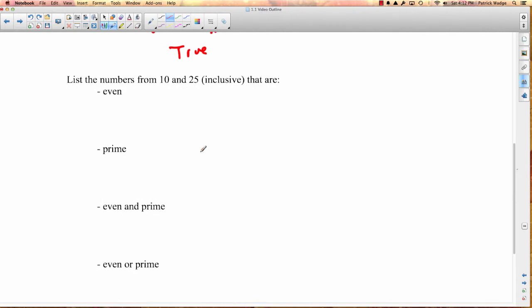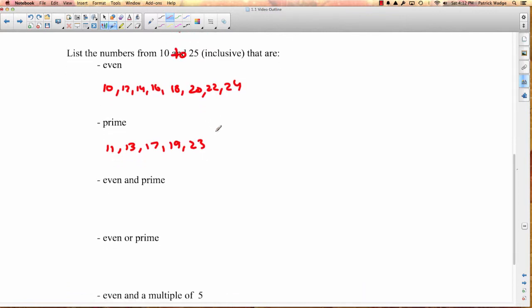Alright, last question here. List the numbers from 10 to 25 inclusive that are, inclusive means including 10, including 25, that are even. The even numbers from 10 to 25 inclusive are 10, 12, 14, 16, 18, 20, 22, and 24. List the numbers from 10 to 25 that are prime. 11's prime, 13's prime, 17's prime, 19's prime, 23's prime. You know what prime is, right? Numbers that can only be divided by 1 and themselves. 10 is not prime because 1 and 10 go into 10, but also 2 and 5 go into 10.